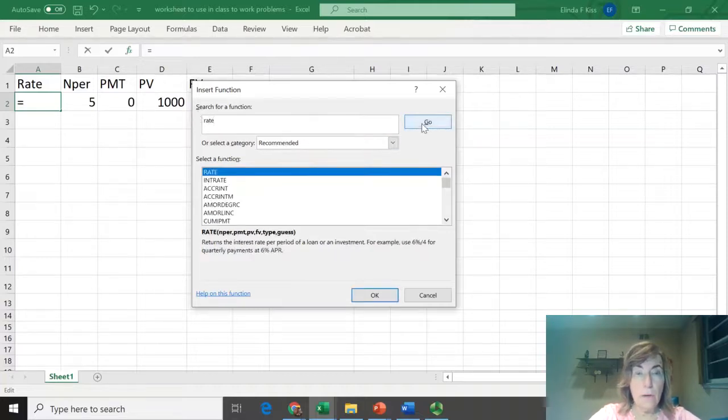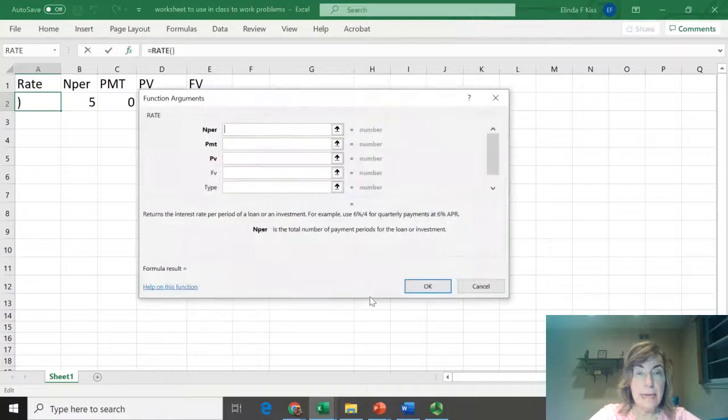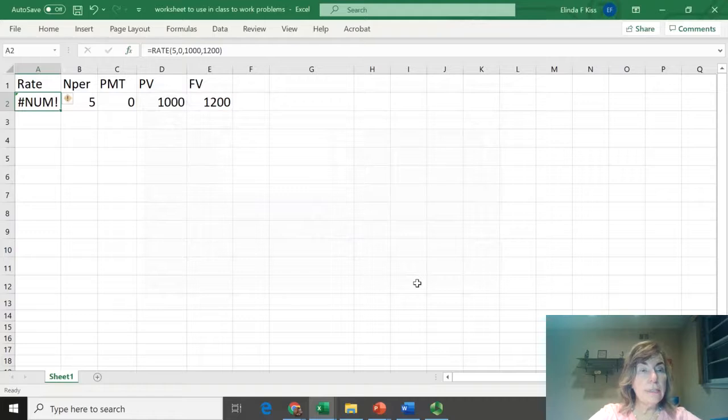and I click go, and I click OK, and it tells me to put in the number of periods. I put in 5. Payment, I said, was 0. Present value was 1,000, and future value is 1,200. And if I click OK, you'll see it gives me an error message. Why? I didn't have the minus sign. So I'm going to put in a minus sign here by my present value, and now it tells me 4%.